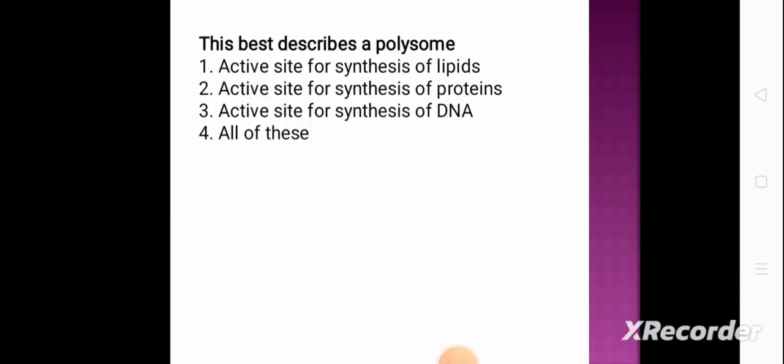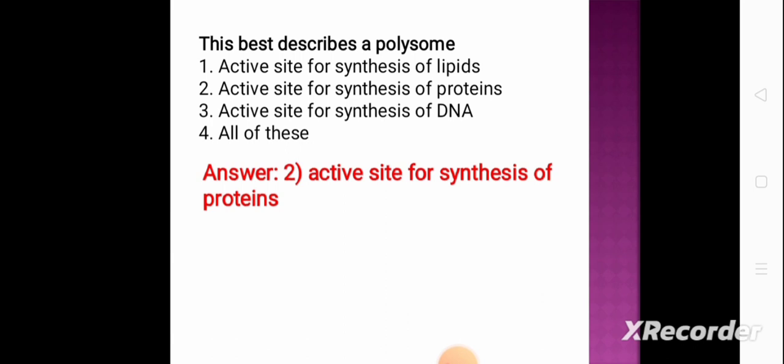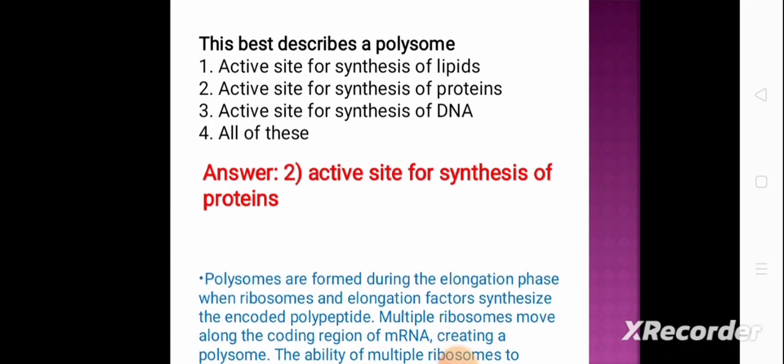Next question. This best describes a polysome. Option 1, active site for synthesis of lipid. Option 2, active sites for synthesis of protein. Option 3, active site for synthesis of DNA. Option 4, all of the above. And the correct answer is option 2, that is active site for synthesis of proteins.